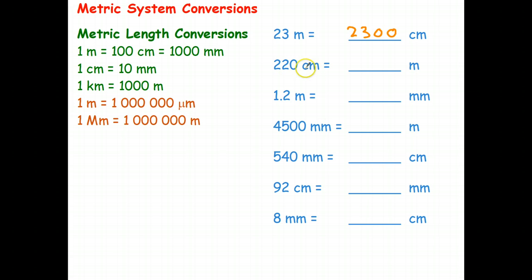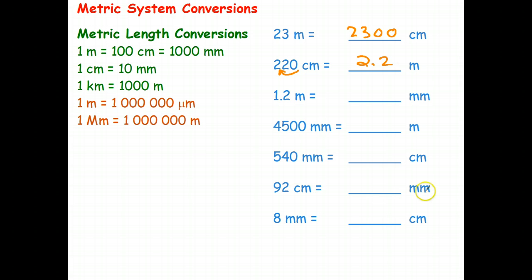Here I'm converting from small units to big units. Well, that means I need a fewer number of units for the same length, and therefore I have to divide by 100. And the quick way to do that is to move the decimal point 2 places to the left, and 220 centimeters is 2.2 meters.